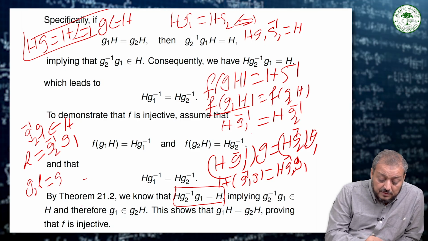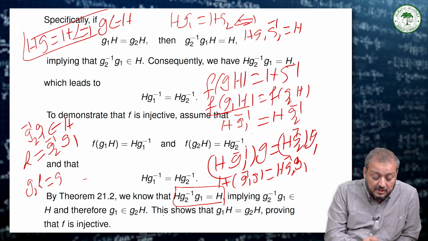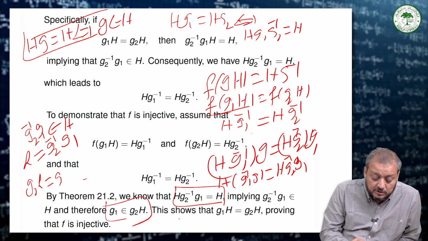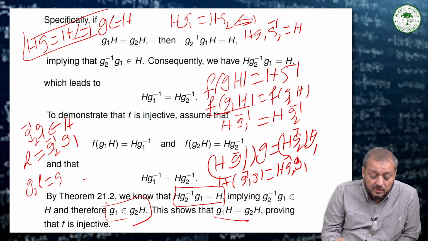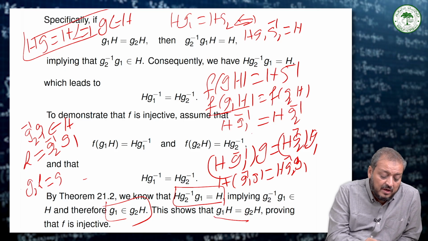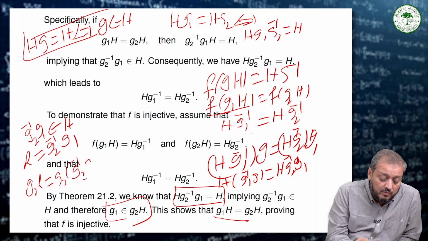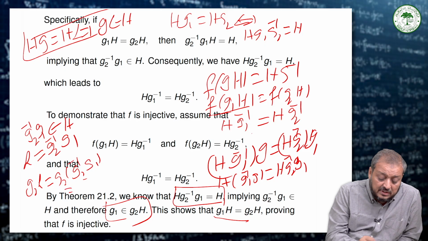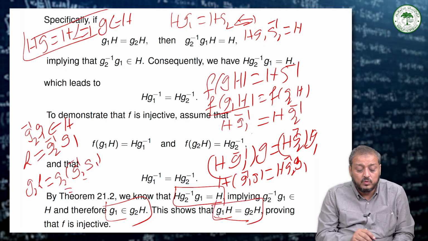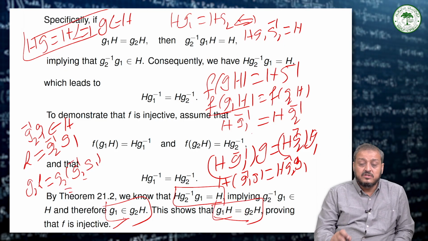So if g1 is an element of g2H, this shows that g1H is equal to g2H. By the other way, we can multiply by g2 from here. So g2 times g2 inverse g1, and then we can say that simply it is this form. So g1 is equal to g2, and we get that, proving that the map is injective.